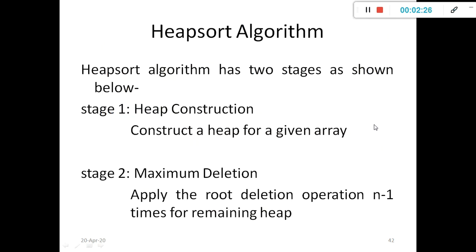Next, let us discuss the heap sort algorithm. The heap sort algorithm has two major stages as shown below. Stage 1, heap construction: construct a heap for a given array. Stage 2, maximum deletion: apply the root deletion operation n minus 1 times to the remaining heap.